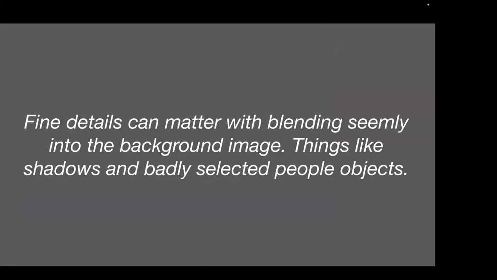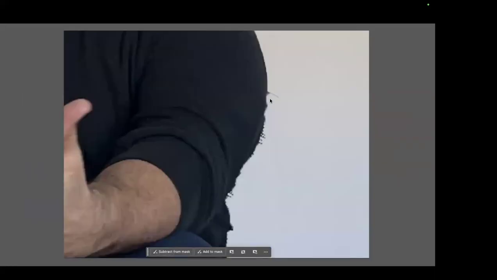But when we are able to take actual photographs of each other in real spaces and manipulate them, we have shadows. We can manipulate colors and make sure things look the same. This is to get to the point where fine details can matter when blending seamlessly into the background image. Things like shadows or badly selected people and objects can make a photograph go from looking pretty good to looking like you did a crappy job. So if I were to mask that chair out I was sitting on and I leave these little things, when you start to scrutinize the photograph and look a little deeper, you see that, oh yeah, I didn't do a good job selecting this.